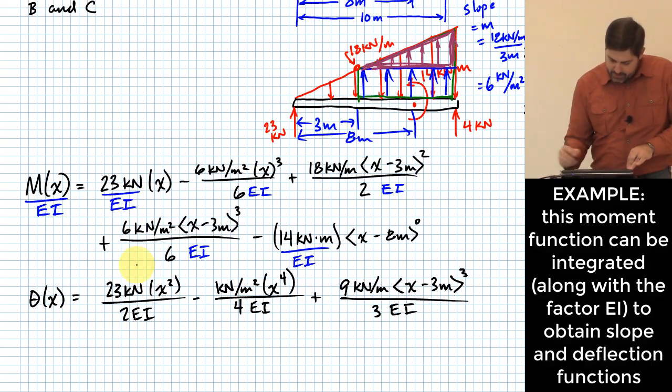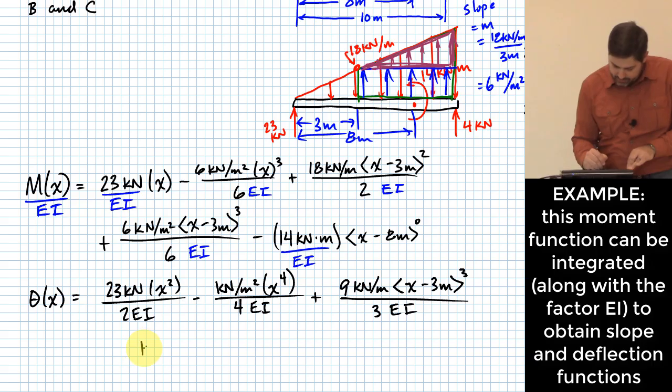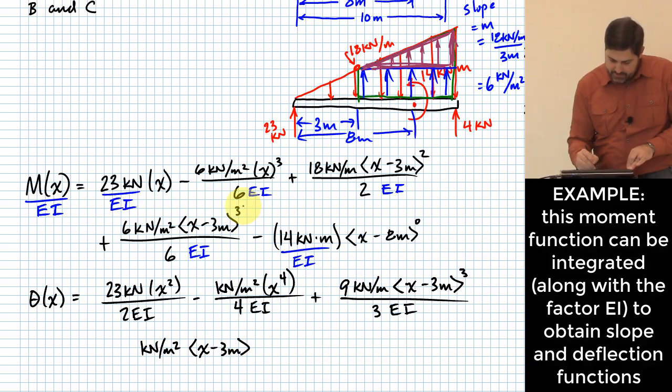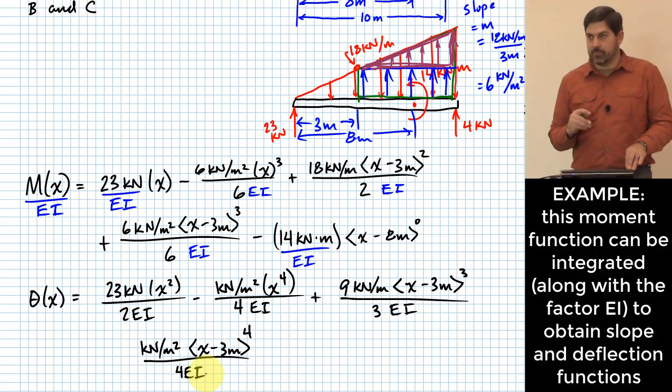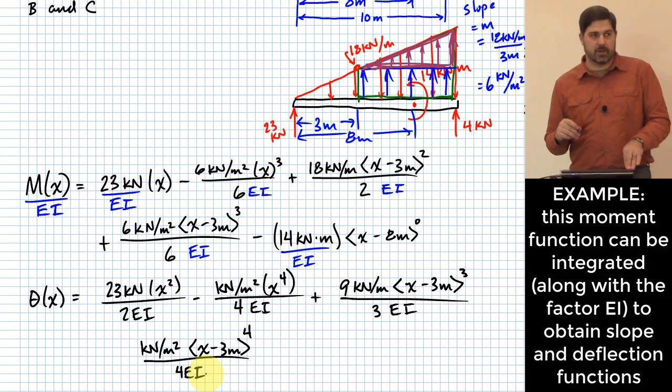The 6 is there, divide out again, right? So we'd have kilonewton per meter squared as the unit. Here we'd have x minus 3 meters. The power of it is going to be raised by 1. Divide by the new exponent. That gives me 4EI down here, okay? Am I doing everything good so far? You have to check me. I might make mistakes, all right?